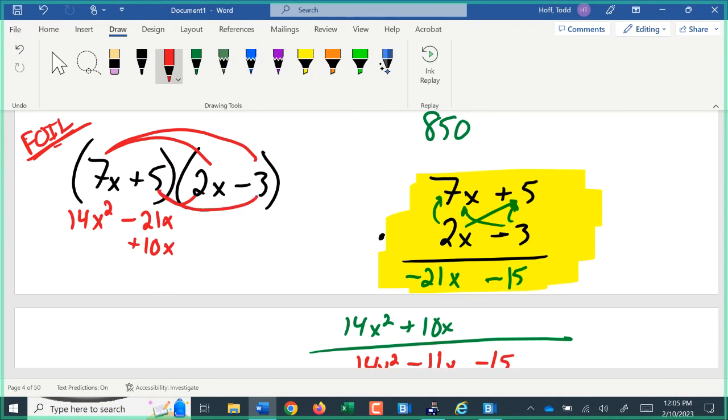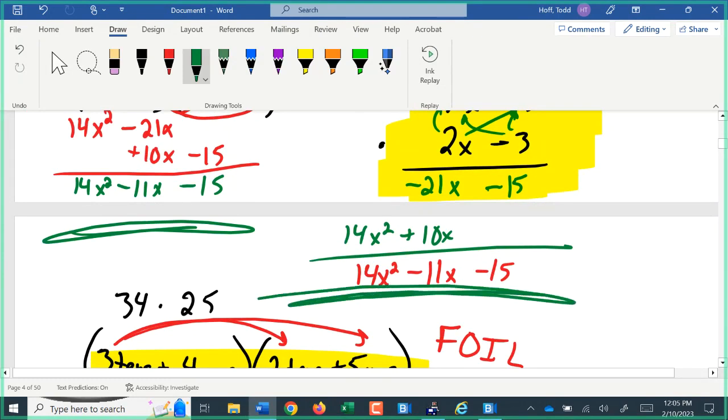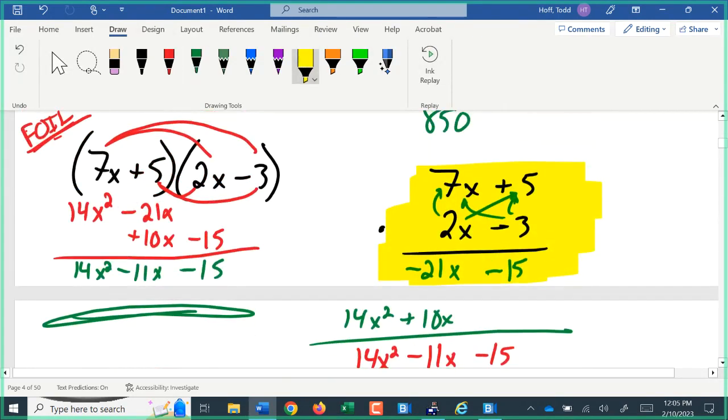We multiply the last numbers. 5 times negative 3 is a negative 15. And then we combine. We've got the negative 15, negative 21x, and positive 10x is a negative 11x and 14x squared. So 14x squared minus 11x minus 15, exactly what we got over here. The FOIL method works better for our polynomials or our algebraic numbers, because in the algebraic numbers we don't have to carry.